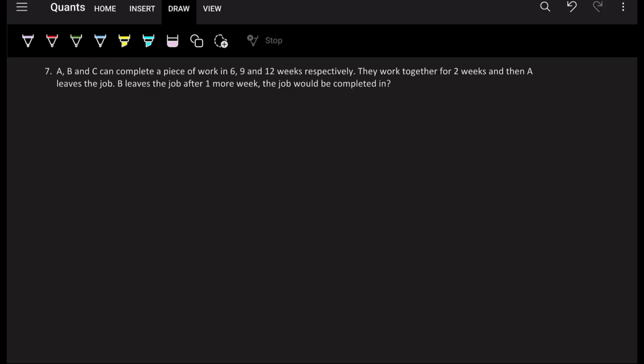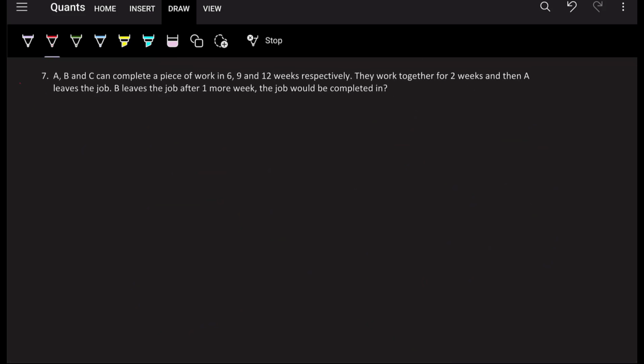So now we will do the 7th question. The question is that A, B and C can complete a work in 6, 9 and 12 weeks respectively. So here the time duration is given in weeks. Okay, no problem. A, B, C, 6, 9 and 12, time in weeks. Now they work together for 2 weeks.